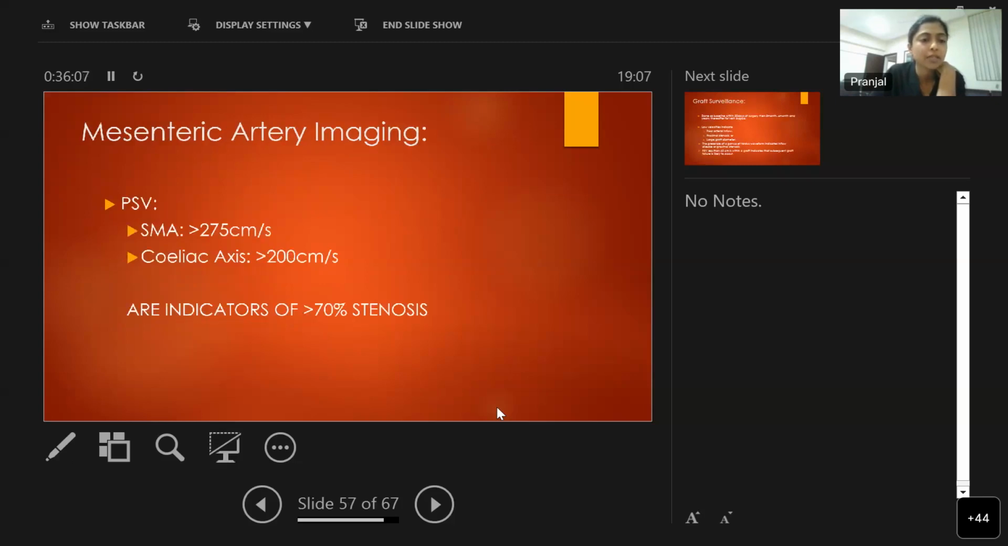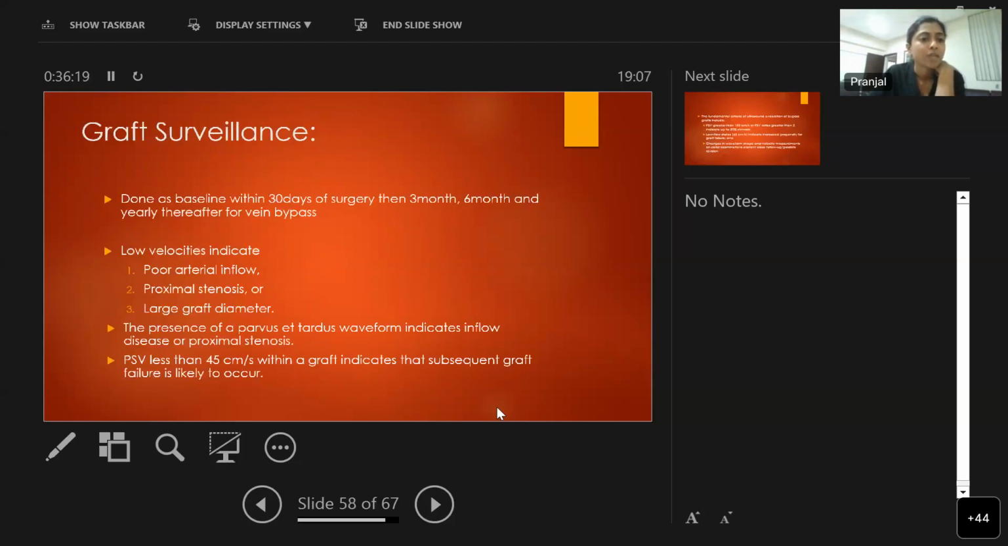Mesenteric artery imaging: when the PSV is more than 275 in SMA or 200 in celiac, they are indicators of more than 70% stenosis. Graft surveillance. Graft surveillance is done for a vein graft, and we do a baseline at 30 days, followed by a 3-month, 6-month, and yearly thereafter.